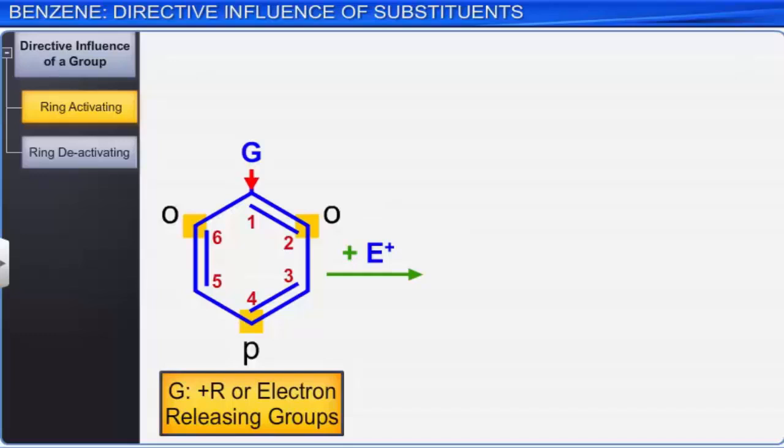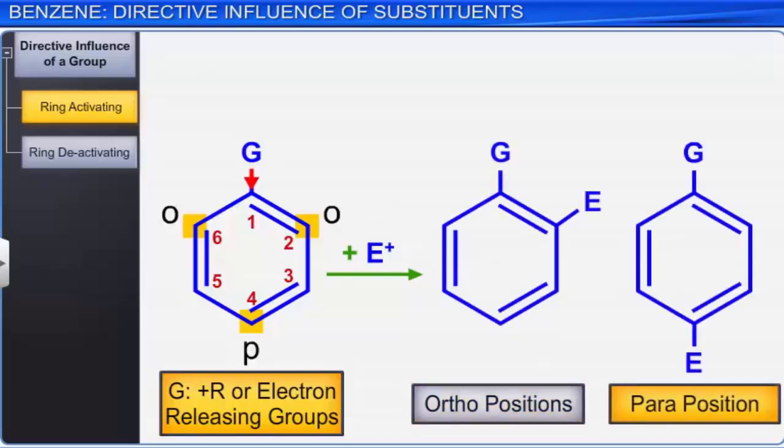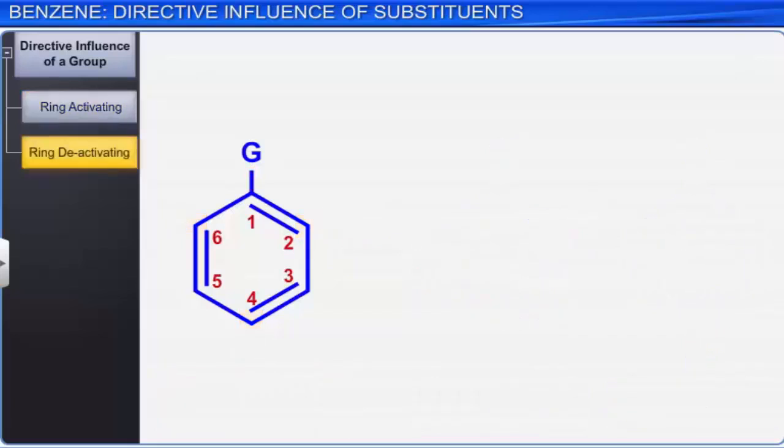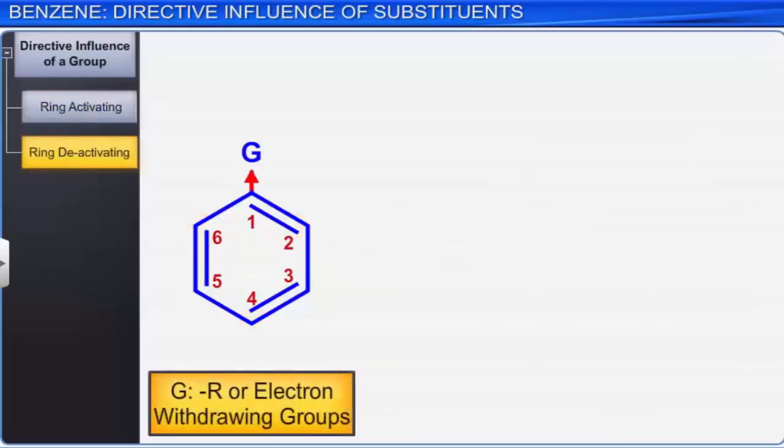Ring deactivating groups are minus R groups or electron withdrawing groups, which relatively decrease the electron density at ortho and para positions of the ring. In other words, the electron density is relatively high at meta position. Hence, these groups orient the new incoming electrophile to meta position.